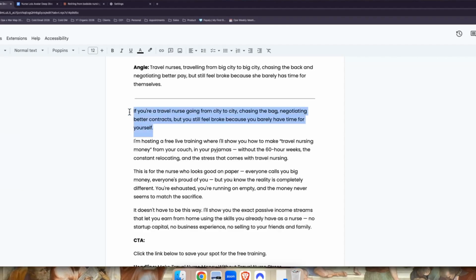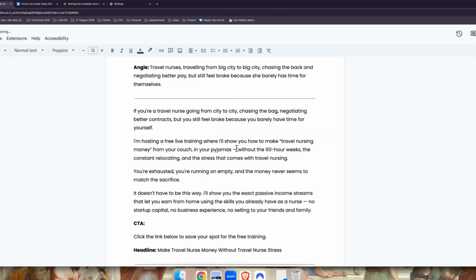So the first call out is: travel nurse going from city to city, chasing the bag, negotiating better contracts, but still feel broke because you barely have time for yourself. Then it comes again and says, this is for the nurse who looks good on paper. Everyone calls you big money. Everyone's proud of you, but you know the reality is completely different. This is a different call out, right? Yes, these pain points here resonate with this. So I'm going to use this pain point, but this is a different call out entirely.